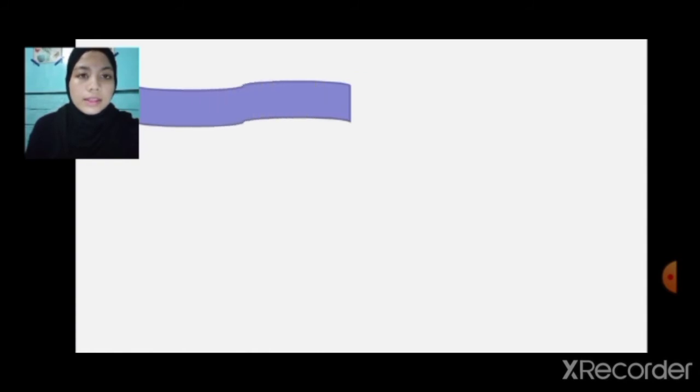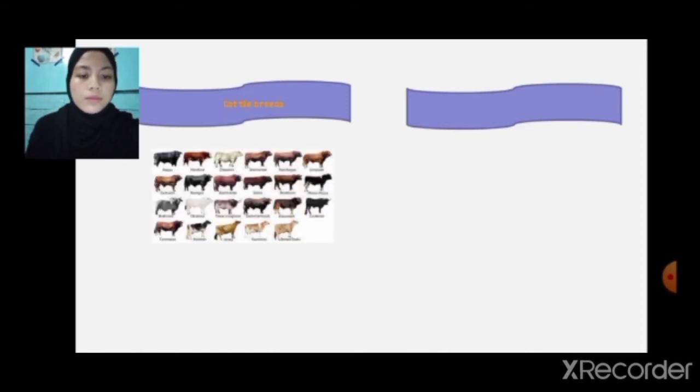Okay, next, the factor about cattle breed, which is the cattle from Australia. This is because the cattle imported from Australia have a more expensive price than local cattle because they have high quality and healthy cattle as well as fresh meat.